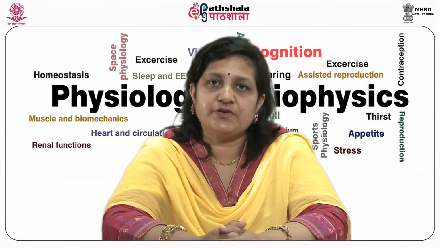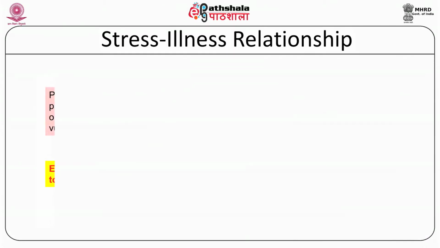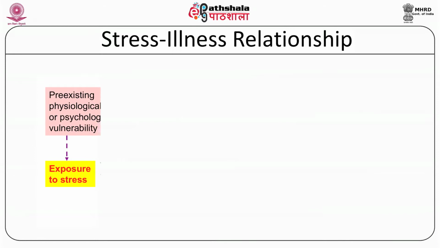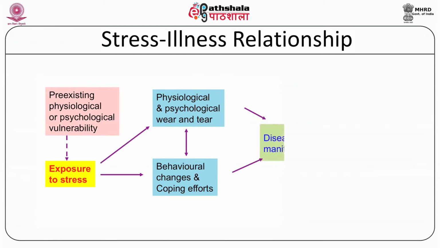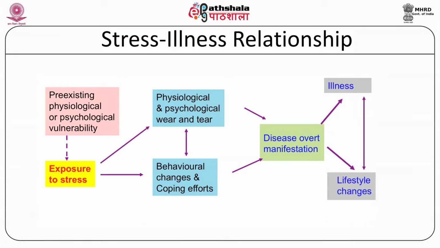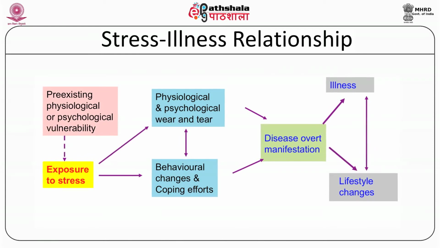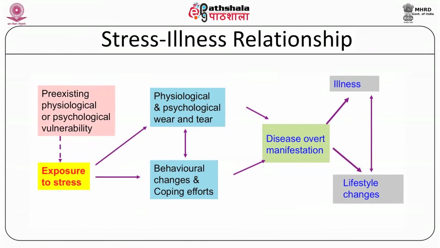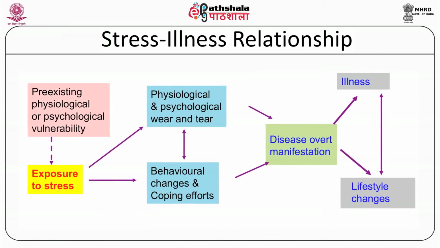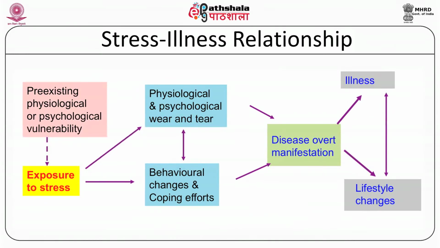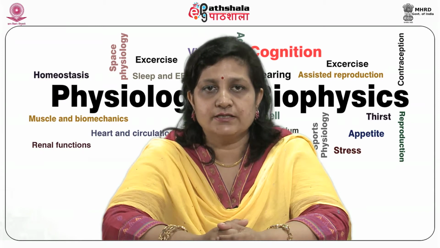Next, we will talk about the stress-illness relationship. Now, in the stress-illness relationship, there is a pre-existing physiological or psychological vulnerability, and when there is exposure to stress, there occurs a response, a physiological and psychological wear and tear response which causes the illness. There are behavioral changes and efforts to cope with the stressor, and this results in the overt manifestation of a disease or illness, or there can be lifestyle changes which can in turn result in an illness.